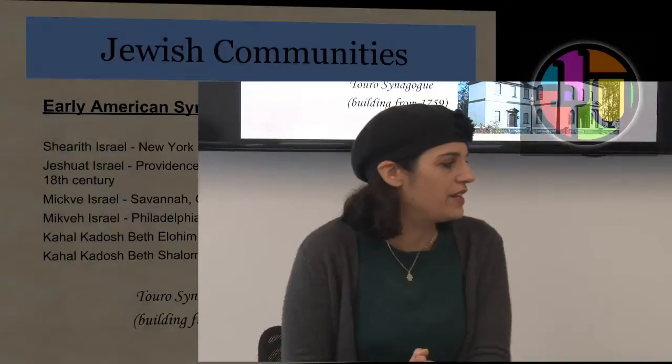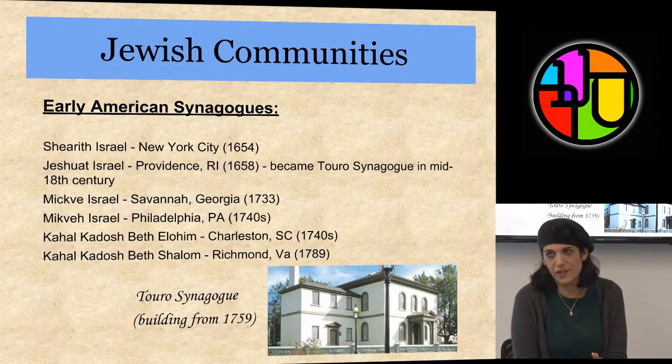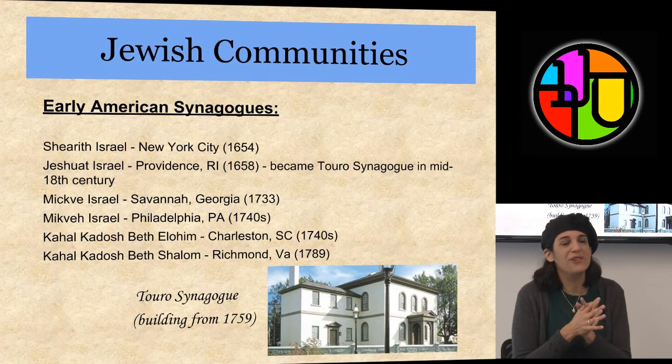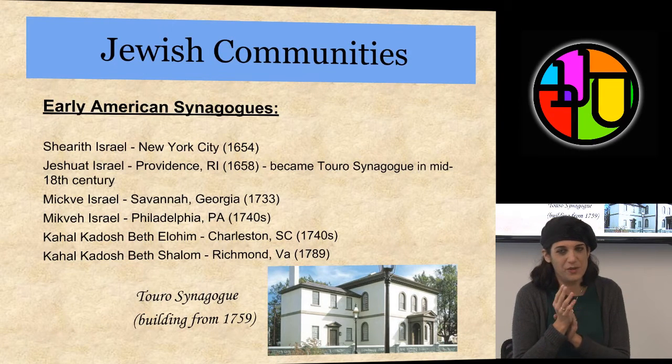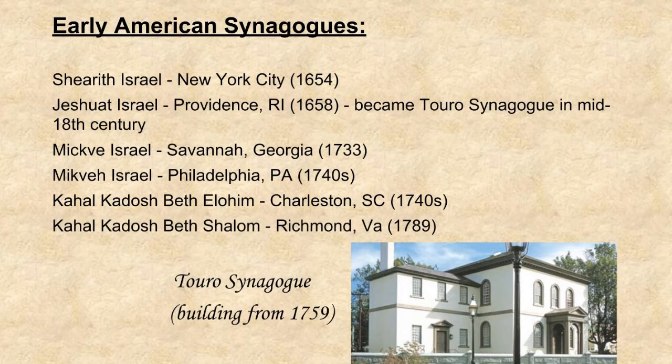Okay. So just so you have a sense, before we talk a little bit about the specific rules that the communities enacted to try to control their members, here is a list of the 6 first synagogues in America. So obviously, Shearith Israel, 1654. We learned about the Recife 23, who founded that shul last week. And then we have Yeshuat Israel, which became the Touro Synagogue in the mid-18th century, but was founded in 1658. And then we have 2 Mikveh Israels.